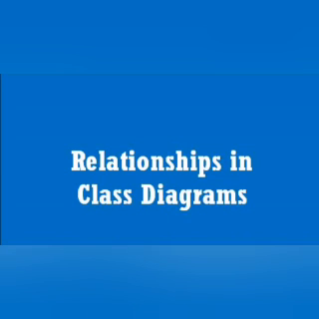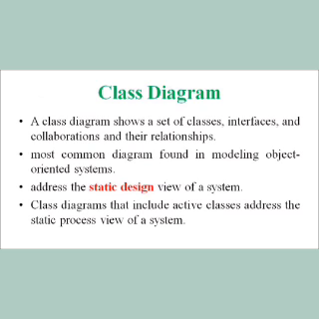In this lecture, we are discussing the term relationship. In the previous lecture, we had discussed the class diagram. A class diagram shows a set of classes, interfaces, and collaborations and their relationships. These relationships are discussed and detailed in this lecture. A relationship is a collaboration between different classes within a program.